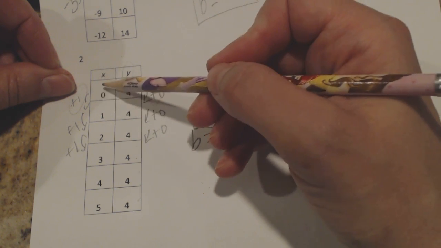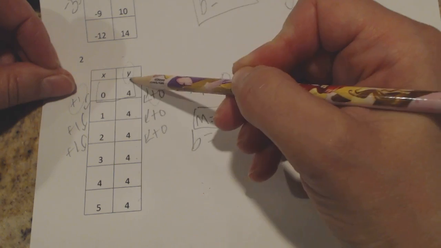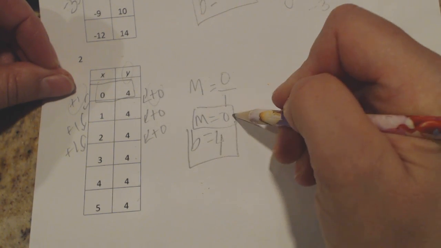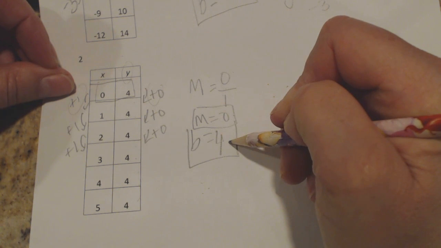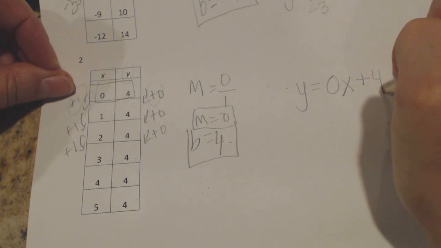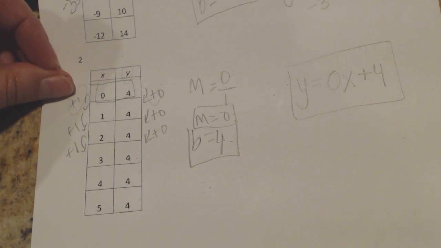Let's find our b. We locate where x is 0 and what our y value is. Our y value is 4. So our m, our slope, is 0, and our y-intercept is 4. It is positive, so plus 4. So our equation is y equals 0x plus 4.